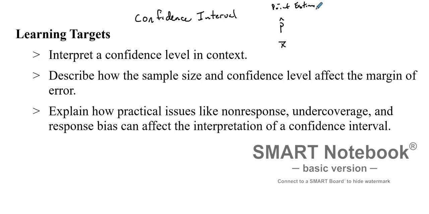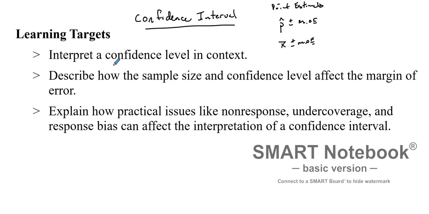And then you're going to add and subtract some sort of margin of error. So our margin of error, all right, that we add and subtract to each one of these point estimates gives us our confidence interval. And a confidence interval is the percentage that we are confident that the true proportion or true mean will be between some sort of values, okay?